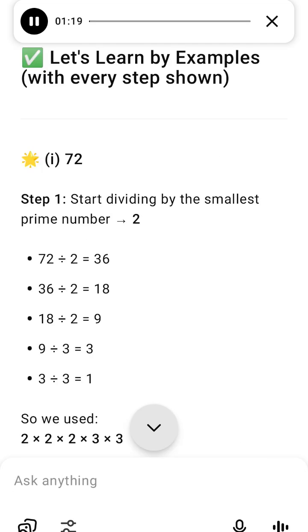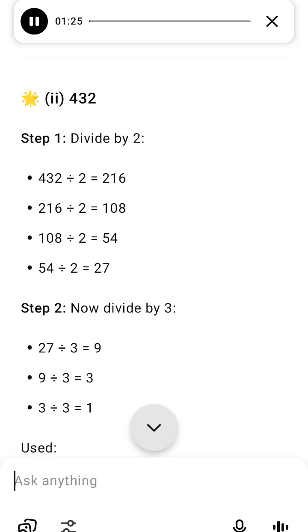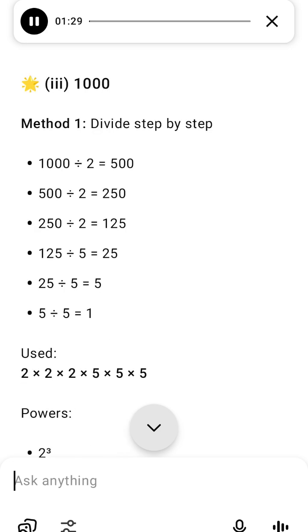Examples: 72 equals 2^3 times 3^2. Product of powers of prime factors. Product means multiplication. You express a number using only prime factors and exponents. Example: 125 equals 5 times 5 times 5, which is 5^3.